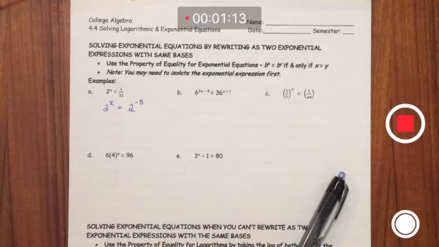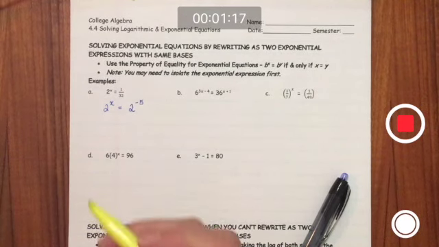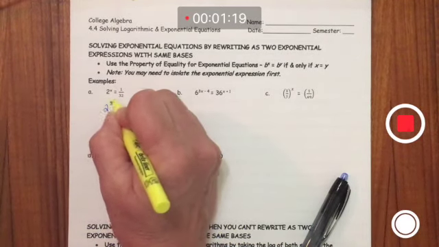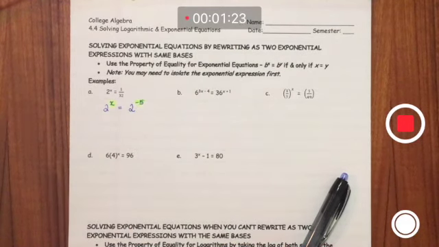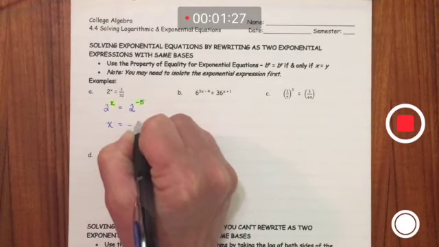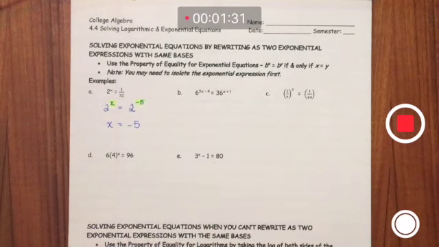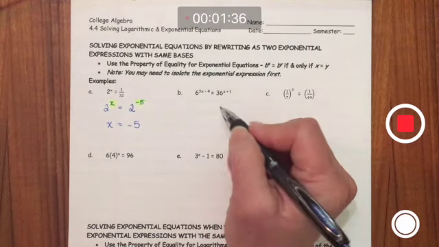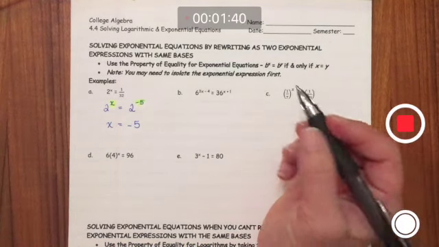Now that we've rewritten it with an exponential on both sides of the equation with the same base, I get to ignore the 2's that are the bases, and I just focus on the exponents. So this means that x has to have a value of -5 in order for the left side of my equation to be equal to the right side of my equation. Okay, so we'll do it again, and it'll be a little bit more complicated as we go.